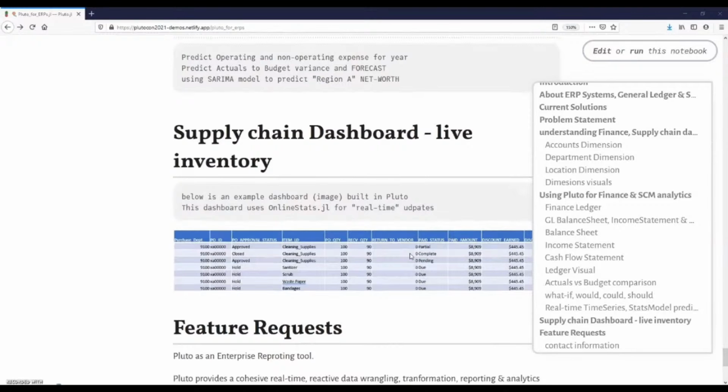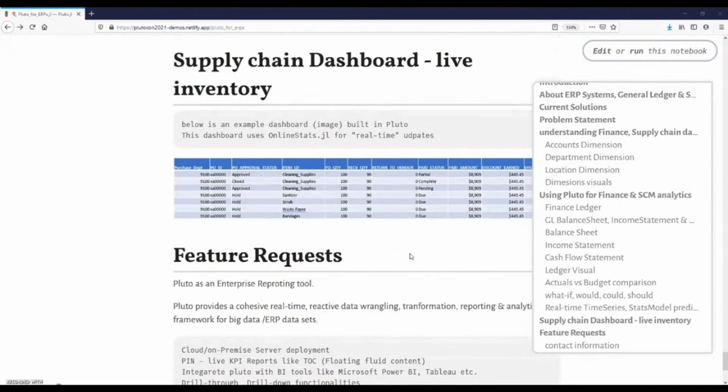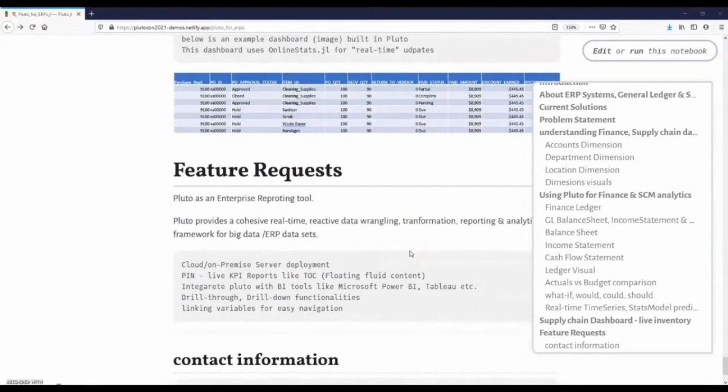So at last, before I end this presentation, I just have some feature requests. For example, I had this Pluto notebook and I just wanted to deploy it on a server.